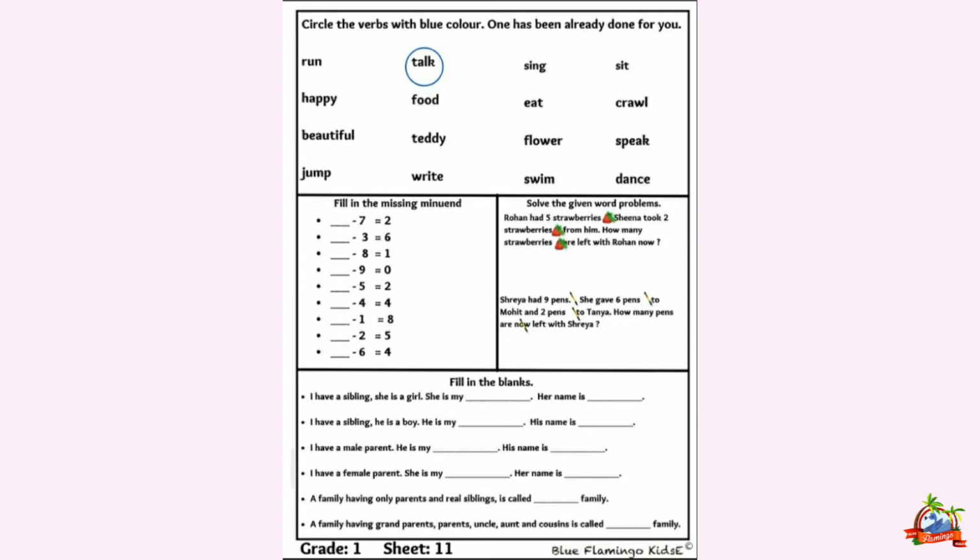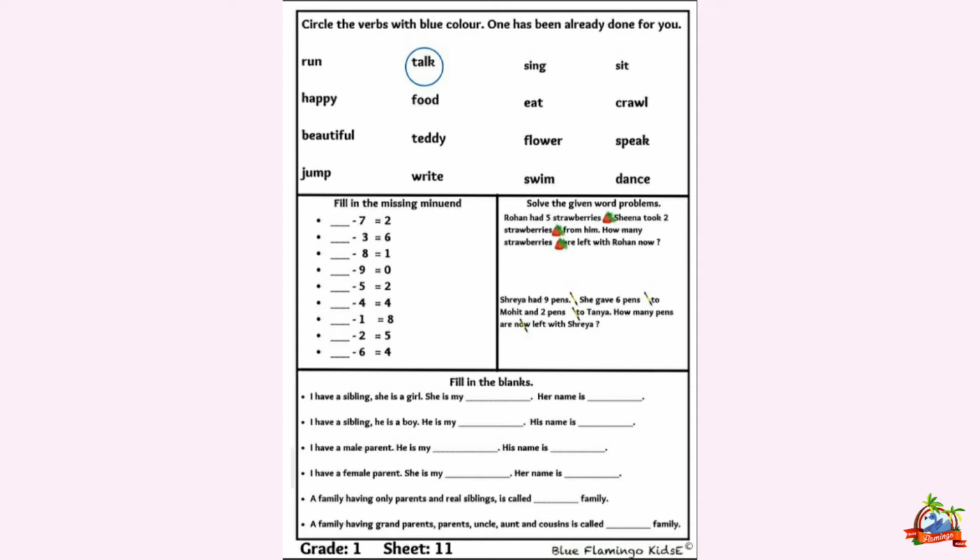एक आपके लिए एज एन एग्जाम्पल किया हुआ है. Talk, TALK, talk. It is already encircled. Now what we have to do is we have to circle other verbs. और भी verbs होंगे, उन्हें हमें circle करना है. Like run, sing, eat, crawl, sit. Okay. Like this, we have to circle all the verbs in this question.